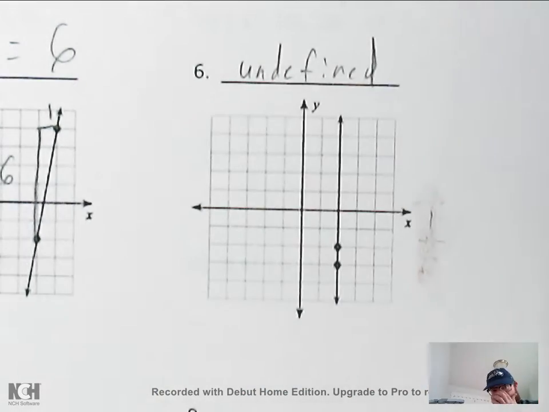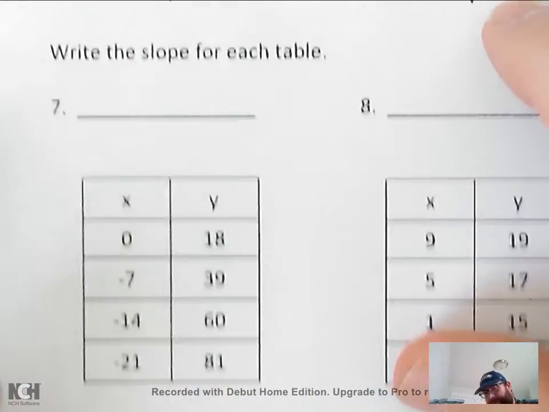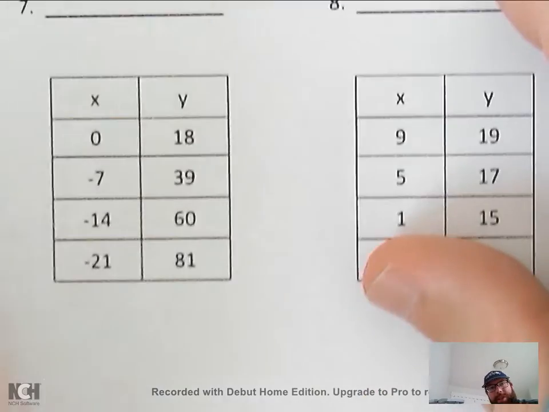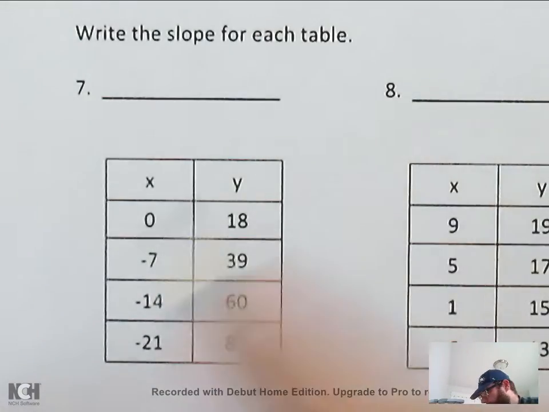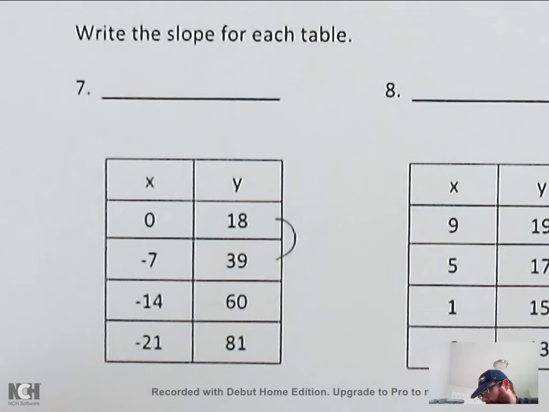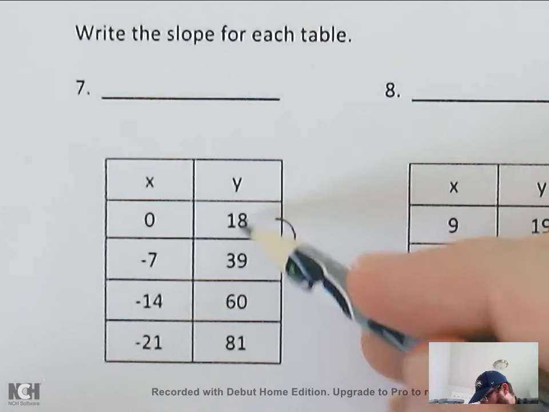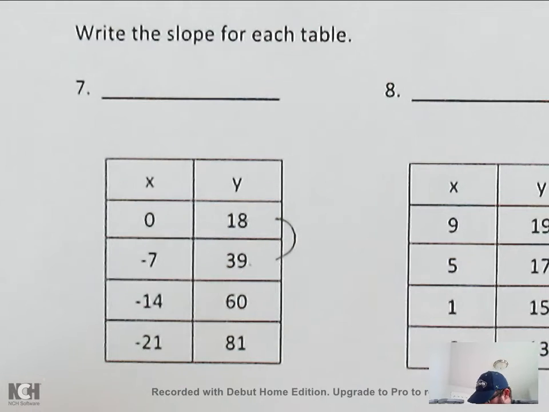Undefined. Okay. Then to get slope from a table. Remember, slope is just the change in y over the change in x. So to find slope from a table, we just need to figure out how much it's changing by to get to the next point in your y. So it goes from 18 to 39.